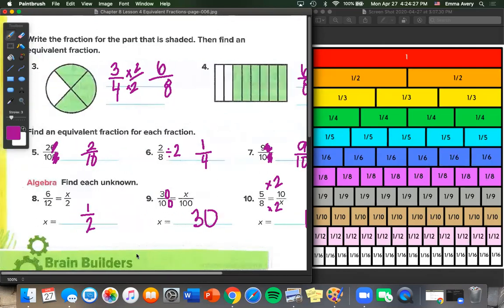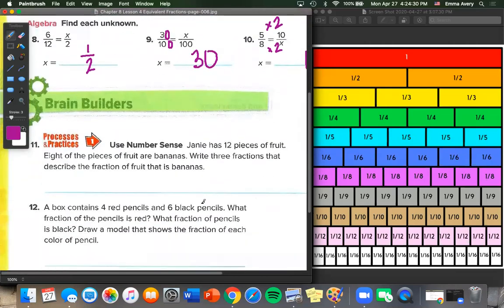Let's go on to the brain builders. Use number sense. Janie has 12 pieces of fruit. 8 of the pieces of fruit are bananas. Write 3 fractions that describe the fruit that is bananas. So, they already tell us that 8/12 is bananas. We can also use our chart over here to find 1, 2, 3, 4, 5, 6, 7, 8. We go up. That's also equal to 6/9, which is also equal to 3/4.